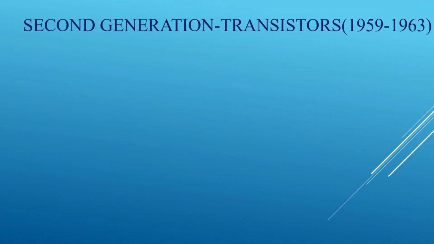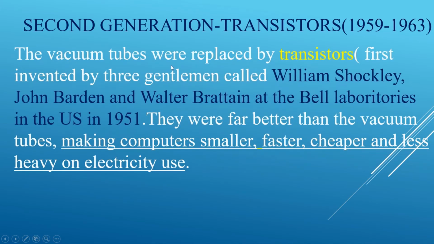Let's quickly move on to the second generation. The second generation started around 1959, immediately at the end of the first generation, and ended around 1963. The main component used during the second generation was transistors. The vacuum tubes that were used in the first generation were replaced by transistors during the second generation.